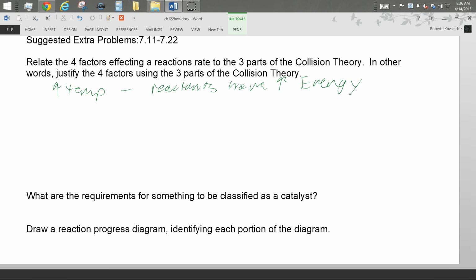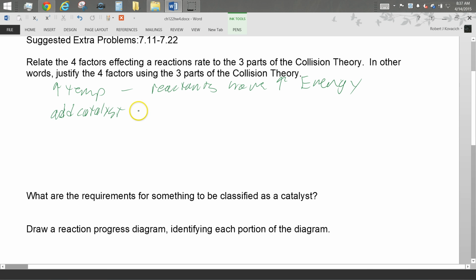Okay, do we have another factor? Increase the temp. What else can you do to make it go faster? Add a catalyst. And what's that going to do for you? That will speed up the reaction. So that would probably have something to do with their energy also. No.